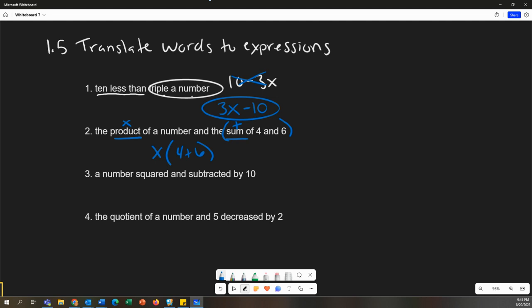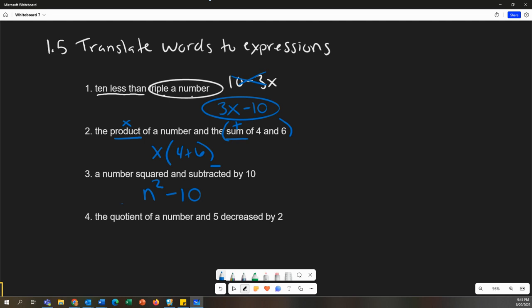Let's look at the next one. A number squared, so that's a power, subtracted by 10. So a number squared subtracted by 10. You can really use any variable, right? As long as it's an unknown, we're good.